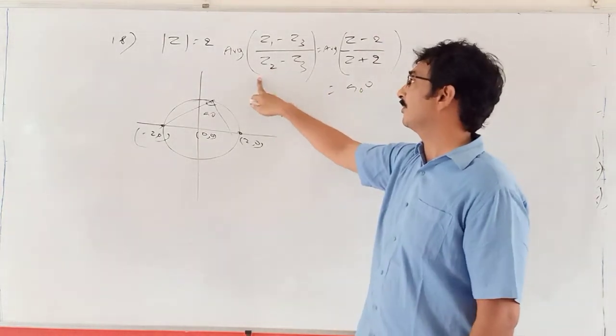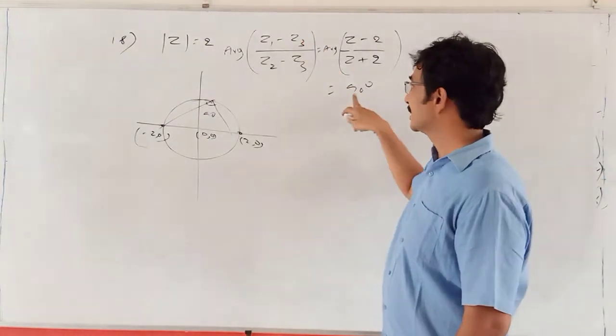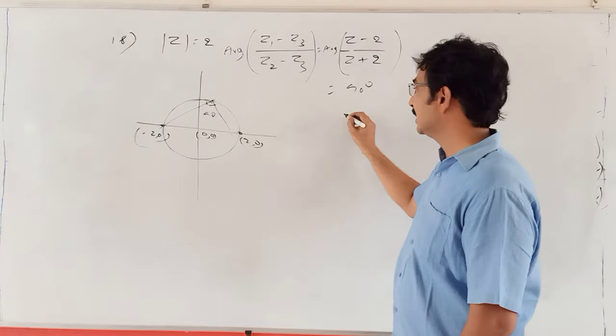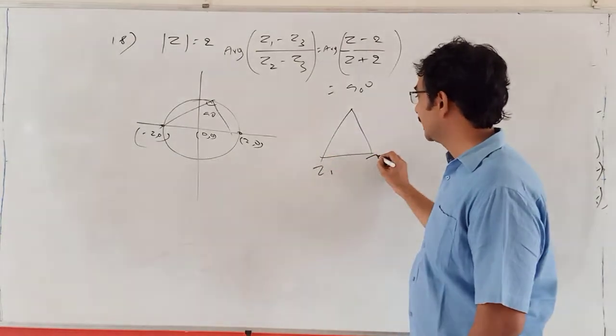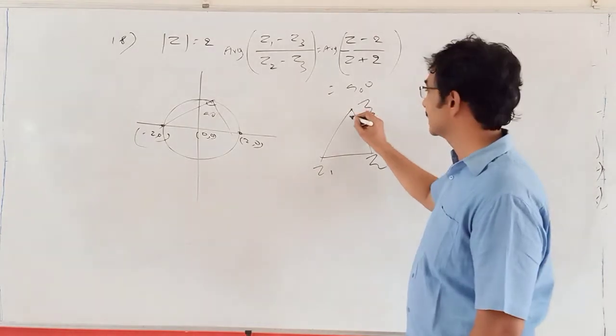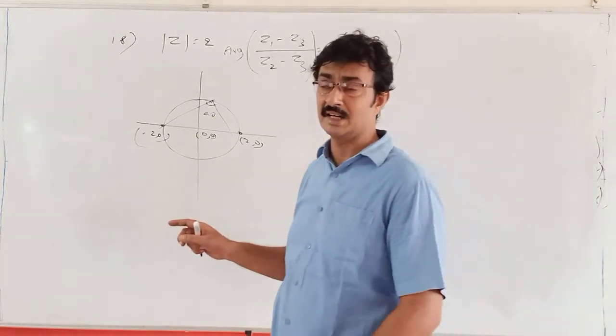What is the meaning of LHS? In numerator and denominator, z3 is common. Therefore, this 90 is the angle subtended by the line segment joining z1 comma z2 at z3. That is 90. One of the angles is 90, which means the triangle is clearly a right angle triangle.